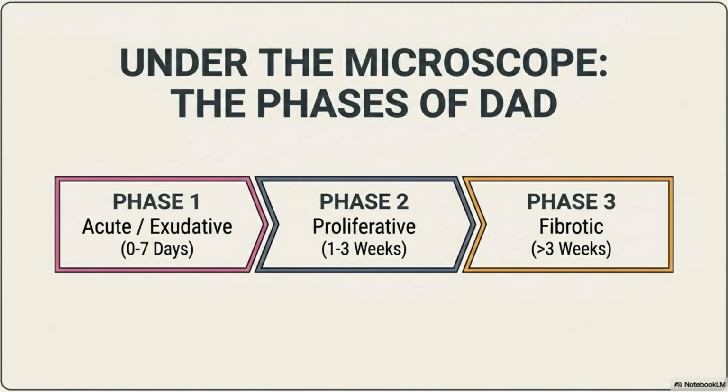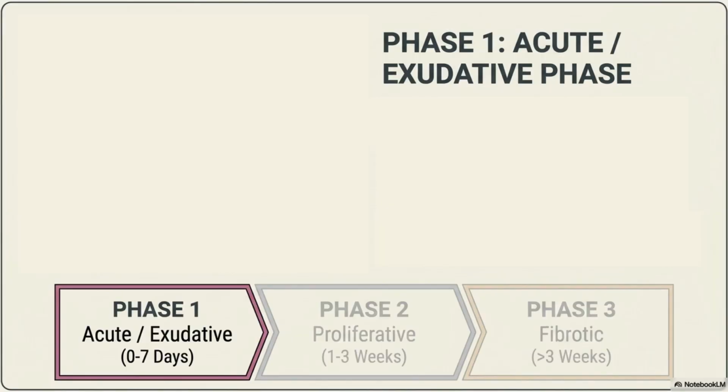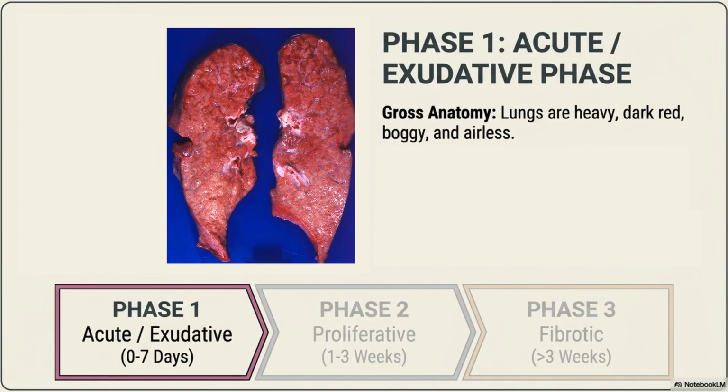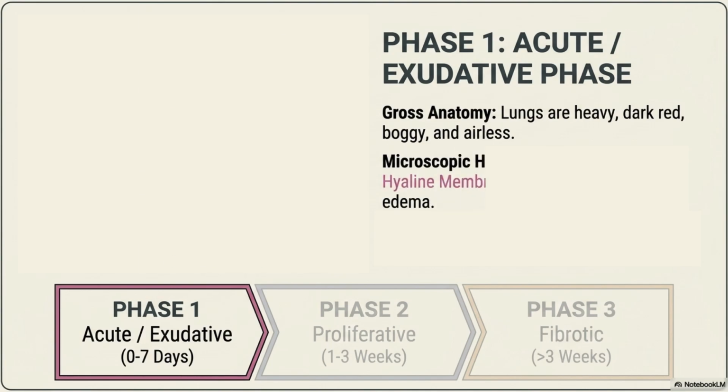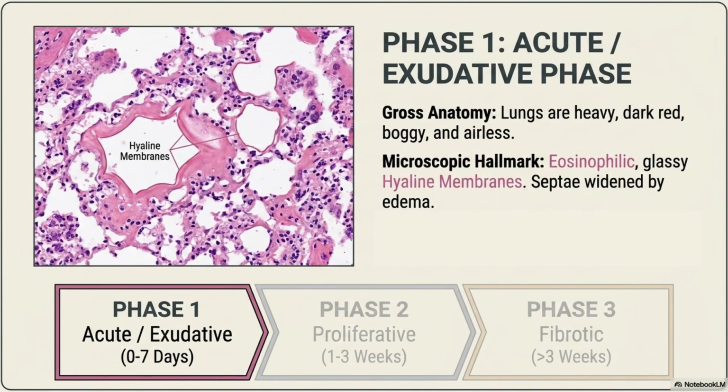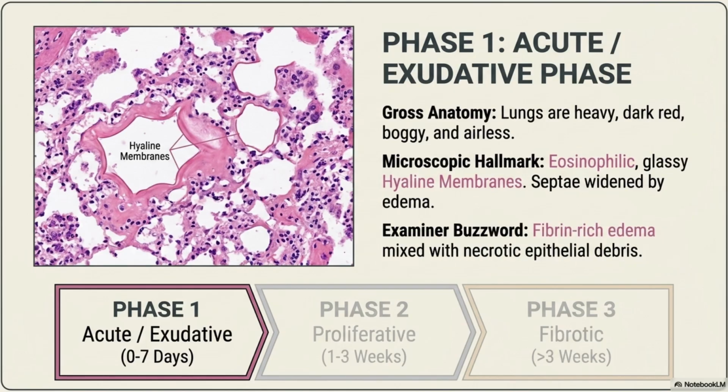Now let's track this timeline under the microscope through the 3 phases of DAD. Phase 1 is the acute or exudative phase from day 0 to 7. On gross anatomy, the lungs are heavy, dark red, boggy and airless. The microscopic hallmark is those eosinophilic glassy hyaline membranes with septae widened by edema. If the examiner asks, the buzzword is fibrin-rich edema mixed with necrotic epithelial debris.